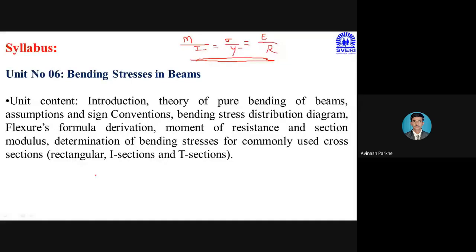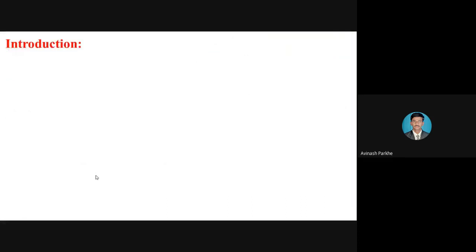Okay, so this is about the syllabus content which we have to cover in this chapter on bending stresses in beams. Now, if I have to start with the introduction, why do we have to go for the bending stress calculation? So here, what I will do, I will take some standard cases. In this chapter, we have to study the standard cases. So the first case, let us see.